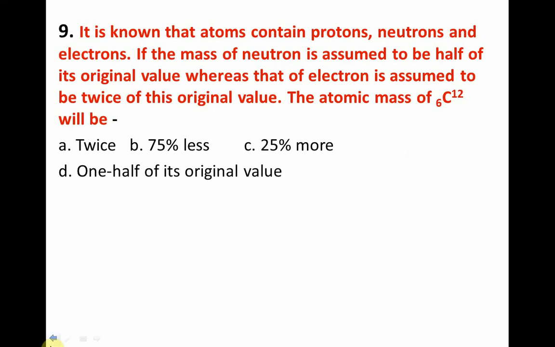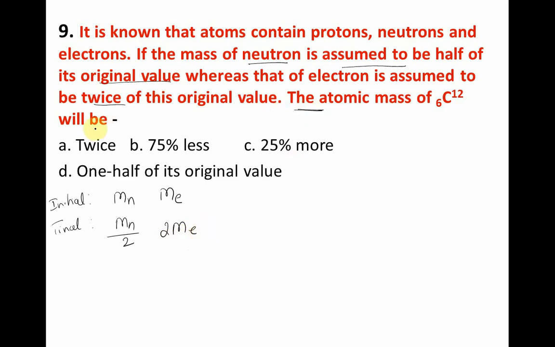Students, read the question properly before you get the answer. It is known that an atom contains protons, neutrons and electrons. So if the mass of the neutron is assumed to be half of its original value, initially the mass of neutron is represented as Mn and mass of electron as Me, and finally the mass of neutron is assumed to be half of its original value, Mn by 2, whereas that of electron is assumed to be twice, 2Me, it becomes twice the original.